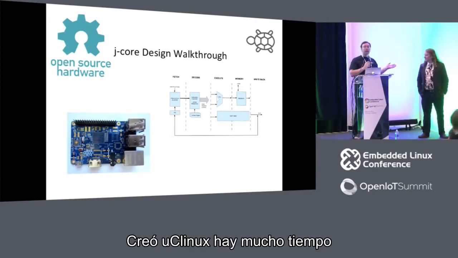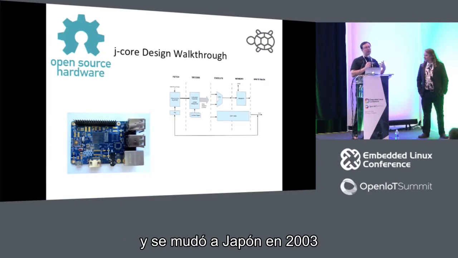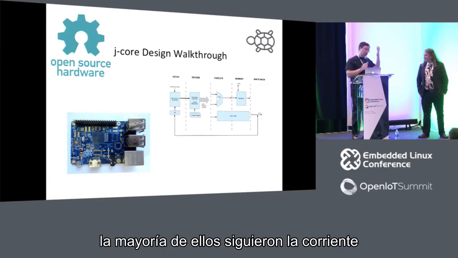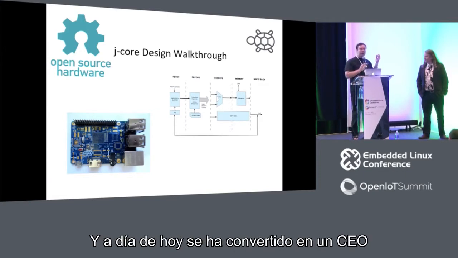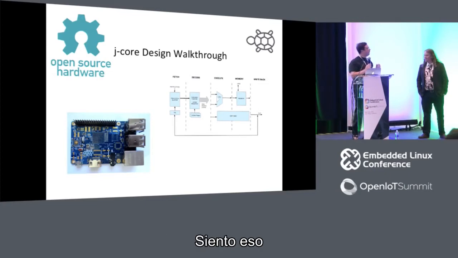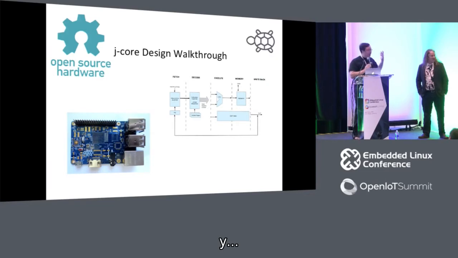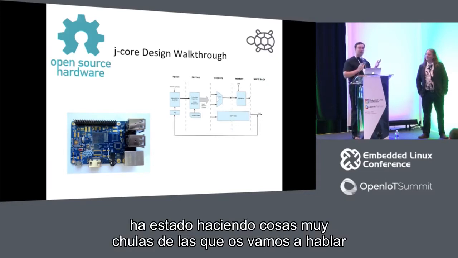This is Jeff Dionne. He created uClinux a long time ago and moved to Japan in 2003, handed that project off to other people after it did what it said on the tin. Most of it went upstream. And these days he has become a CEO of a hardware company. I'm sorry about that. He came down with a bit of a case of CEO and has been doing really cool things that we're here to tell you about.